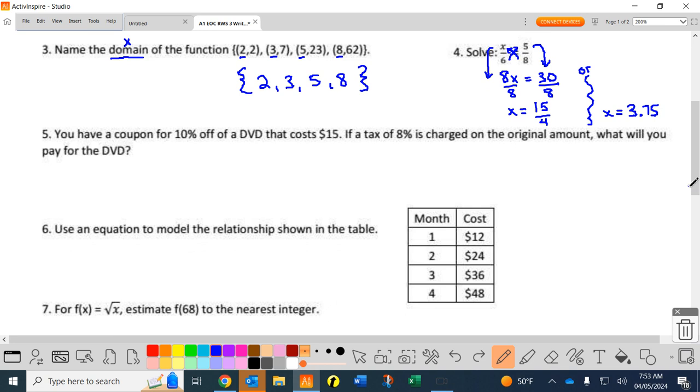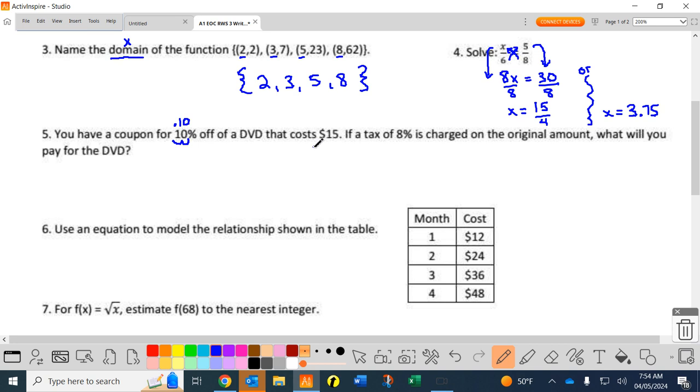Okay, for this next one it says you have a coupon for 10% off. Remember, 10% as a decimal is going to be 2 places over. That's going to put you at 0.10, and you're taking it off, so you're going to be dealing with that as a discount. Okay? And it says 10% off of a DVD that costs $15. You are taking 10% off of a DVD that costs you $15.